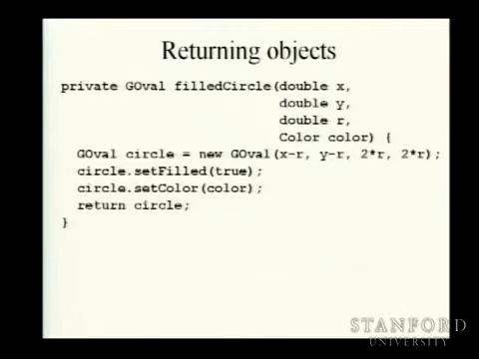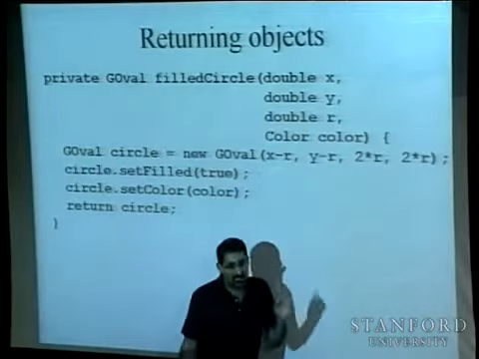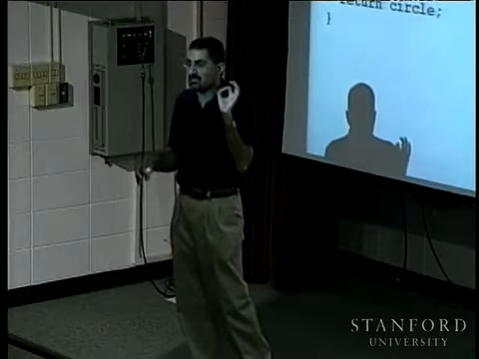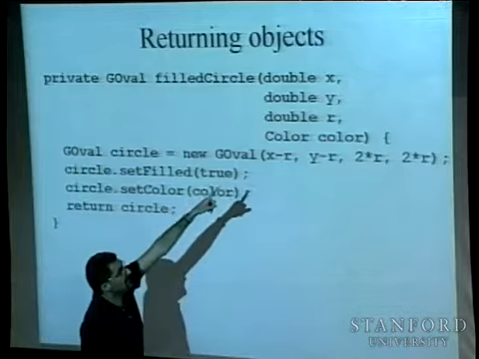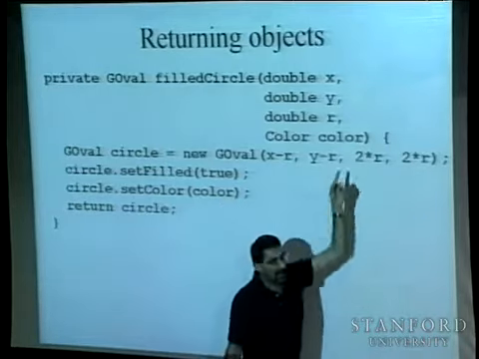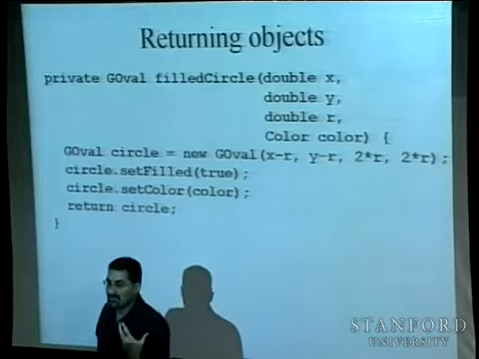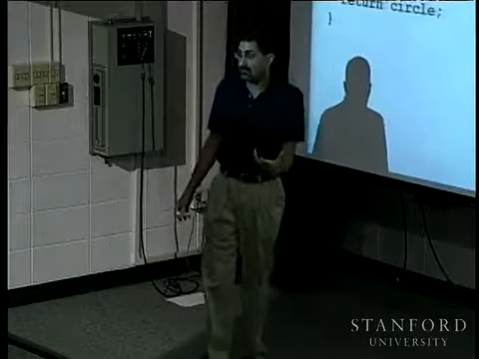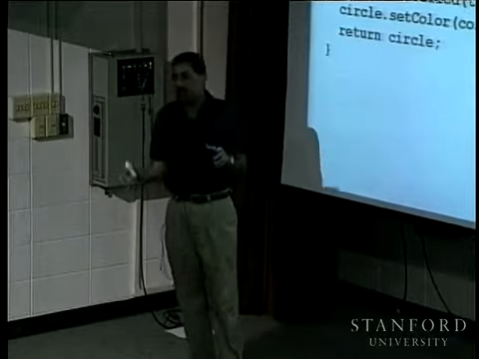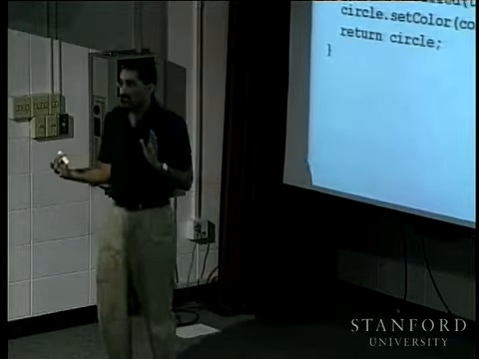And what I'm going to give to this method is some x and y location for the center of the circle. Notice that's different than what a GOval expects, which is the upper left-hand corner. I'm going to specify an x-y location, which is the center of the circle, a radius for that circle, and a color. And what I want this method to give back to me is an actual object that is a circle whose center is that xy. It has the given radius r, and it's filled in of that particular color.